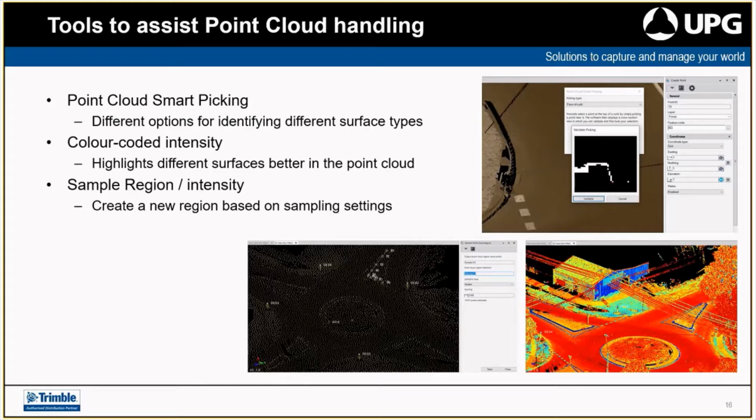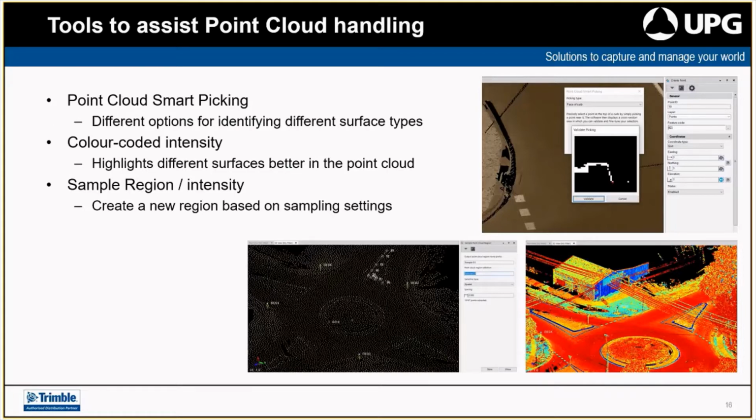and it's good to use this tool to better identify the exact location that you want to pick that point from. Color-coded intensity, which is in the bottom right here, is where you'll probably find yourself living in point cloud scanning functionality. It's very good at visualizing the data. As you can see here, you can quite easily see the differences between concretes, tarmac, line markings. It just highlights the data better and the different types.